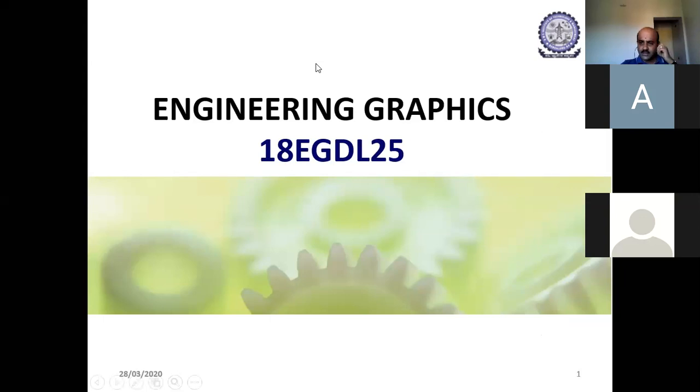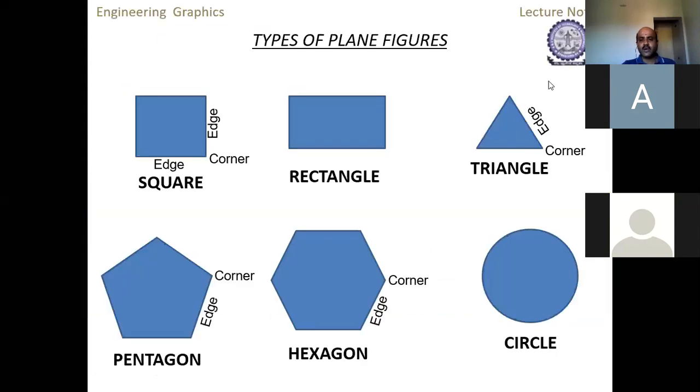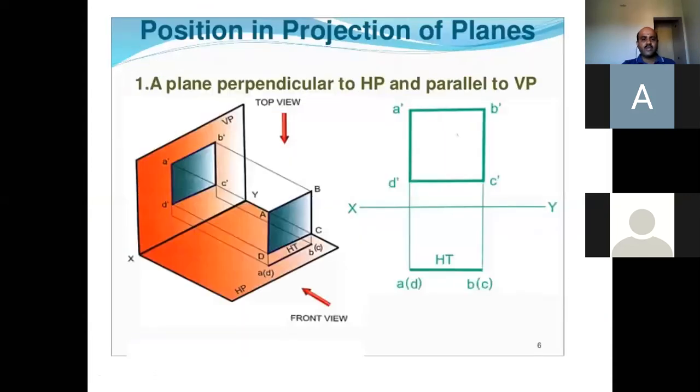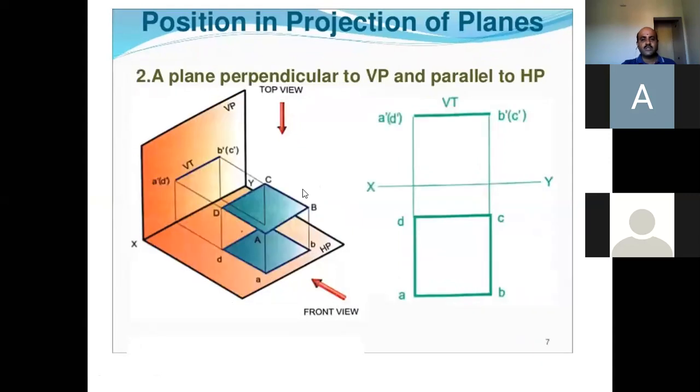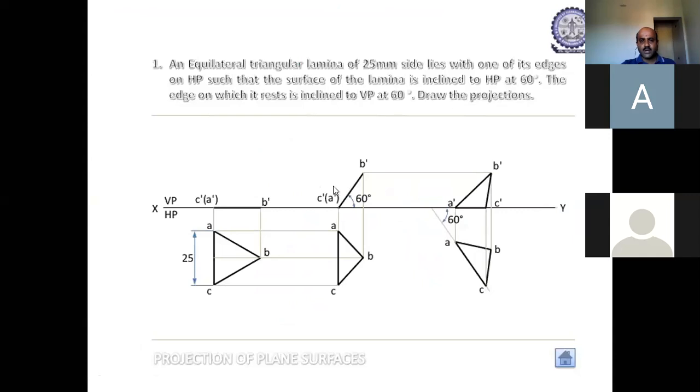See, in yesterday's last class, we started with the projection of plane surfaces. I gave an introduction to the planes, the different planes we had to discuss, and different orientations of planes in space. We also discussed how to draw the projection of the planes when placed in the first quadrant with the different reference planes, right? So these things I was discussing in the last class. I also started with one problem last class.